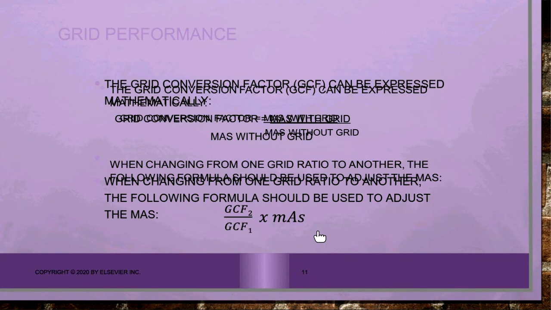Because if you're going to a higher grid ratio, you need more mAs because you're going to pull out more quantity of photons and you have to compensate for that loss. If you're going to a lower grid ratio, you would end up using less mAs because more photons will get through, which means that you can use less overall quantity of photons. And again, I apologize for the blurriness of that slide. Ideally, in your printed PowerPoint, it is not blurry, and you can see exactly what I'm talking about.